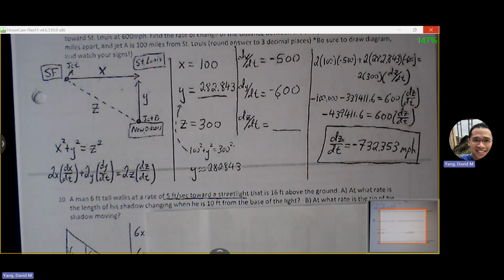So our final answer is dz/dt is negative 732 miles per hour. So that tells us that the distance between the two jets is decreasing at a rate of 732 miles per hour at that moment when x, y, and z are those distances apart.